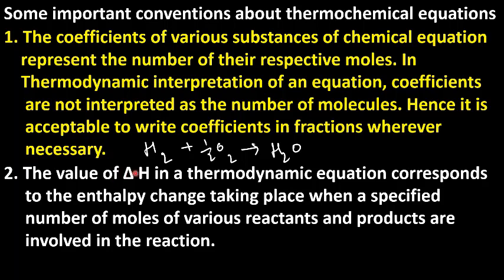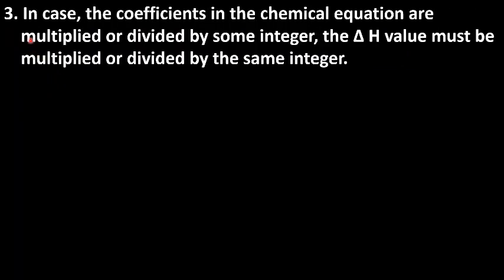Next point, the value of delta H in a thermodynamic equation corresponds to the enthalpy change taking place when a specified number of moles of various reactants and products are involved in the reaction. Third point, if the coefficients in the chemical equation are multiplied or divided by some integer, the delta H value also must be multiplied or divided by the same number.